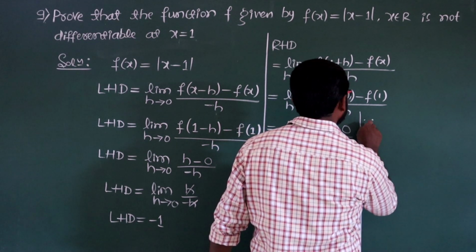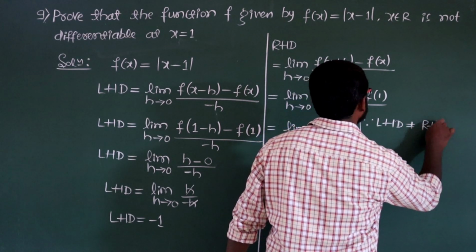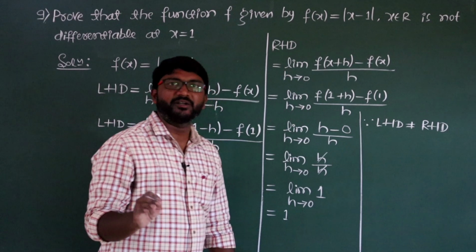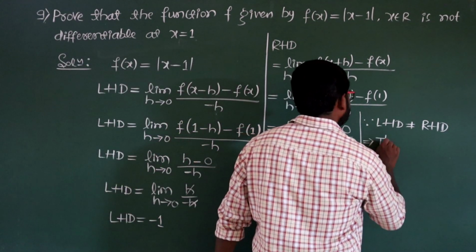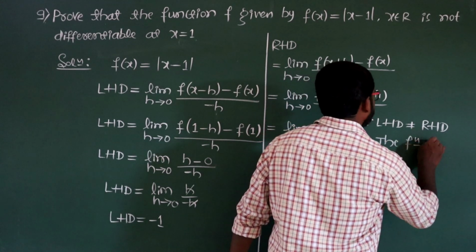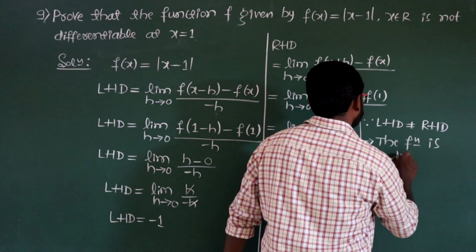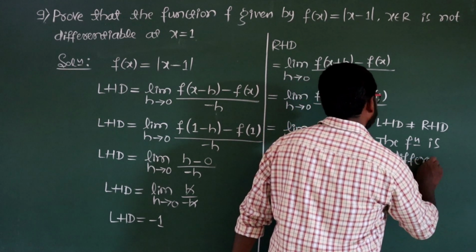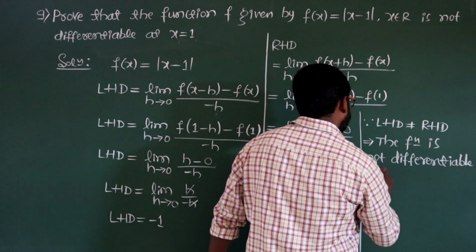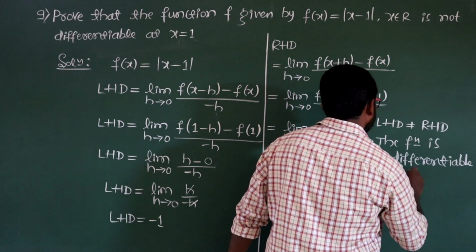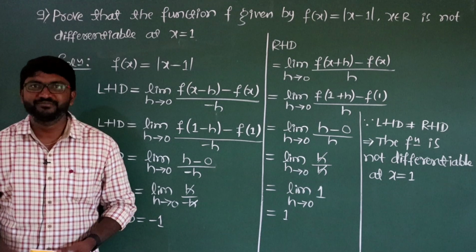Since LHD is not equal to RHD, since the left hand derivative is not equal to the right hand derivative, this implies the function is not differentiable. The function is not differentiable at x equal to 1. So this is all about question number 9.